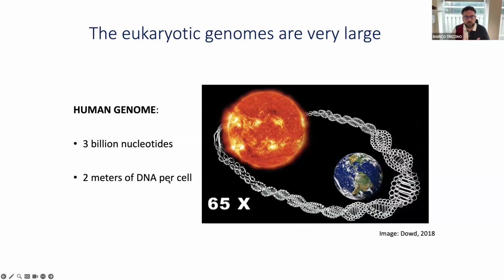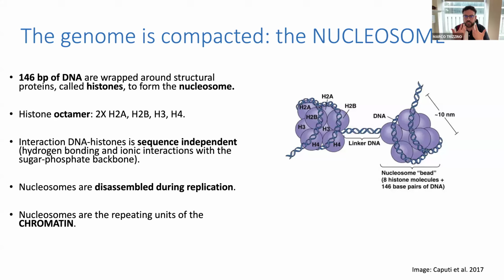So this is just to say that if you take all of the DNA that you have in all of the cells of your organism, and you tie it up one with each other, you can basically make the orbit of the Earth around the sun 65 times. And this is how much DNA we have in our organism, which is insane, especially if you think how small a cell is. And so how do we fit all this DNA into a tiny cell?